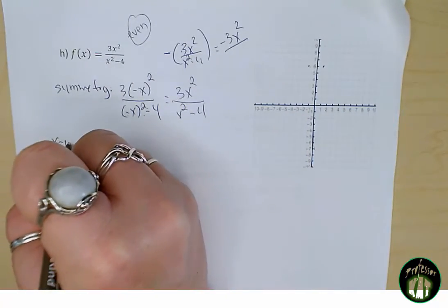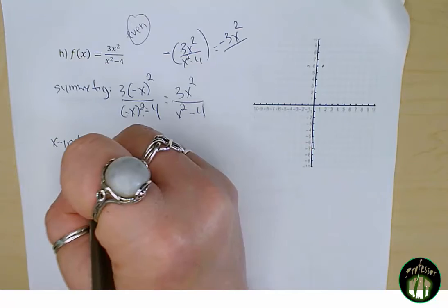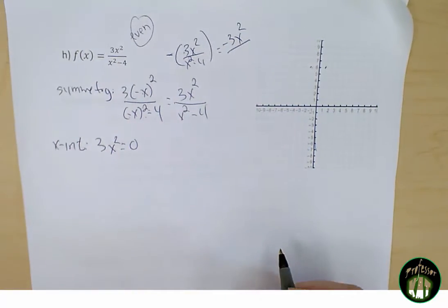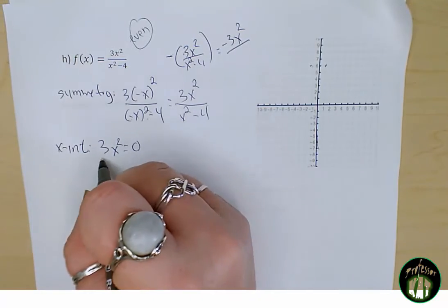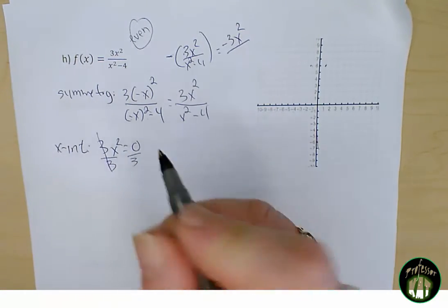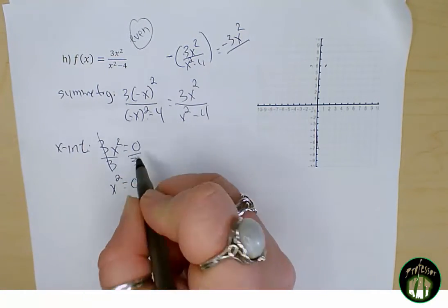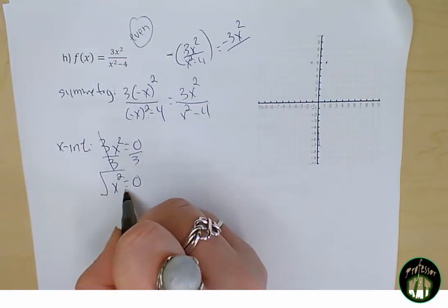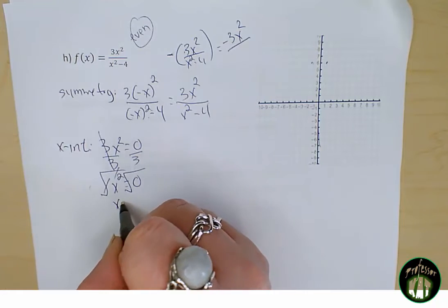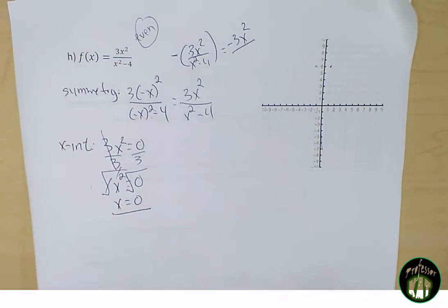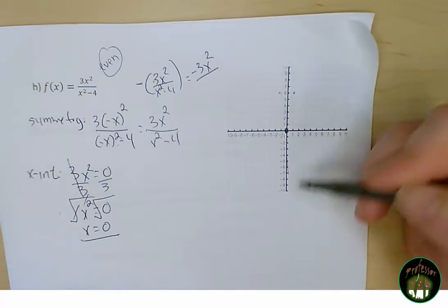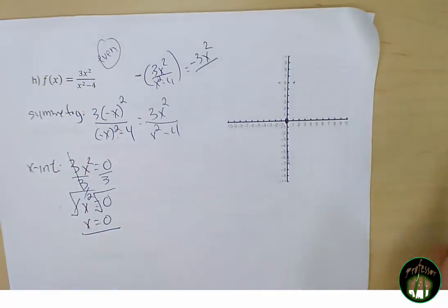So finding the x-intercept. Keep in mind the step for finding the x-intercept says to take the numerator, set it equal to 0, and solve. We are going to get a 0 here because we're going to divide by 3, which is going to give us x squared is equal to 0. Remember, 0 divided by anything is 0. To get rid of that squared, we need to take the square root, and x is equal to 0. So that means our x-intercept, which is also a y-intercept, is this point here.